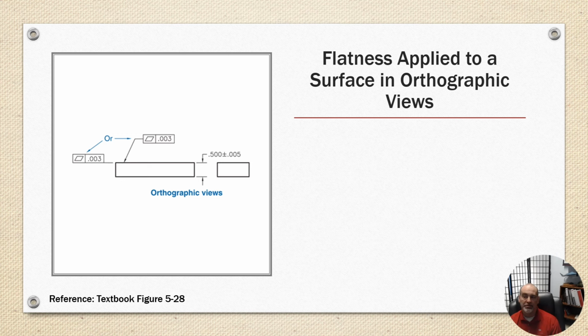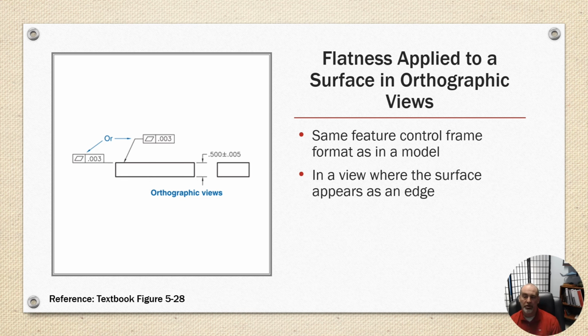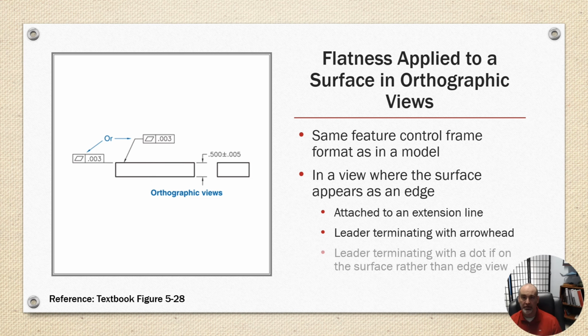And flatness applied to a surface in orthogonal or orthographic views is a little bit different. Okay, the same feature control frame format as in a model, but in a view where the surface appears as an edge. It can be attached to an extension line or a leader line terminated in an arrowhead, and a leader line terminating with a dot if on the surface rather than the edge of a view, but typically you're trying to avoid that with this.